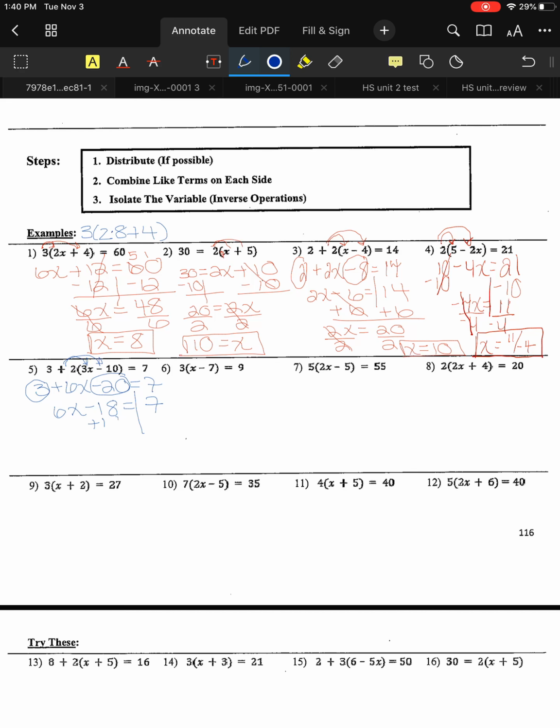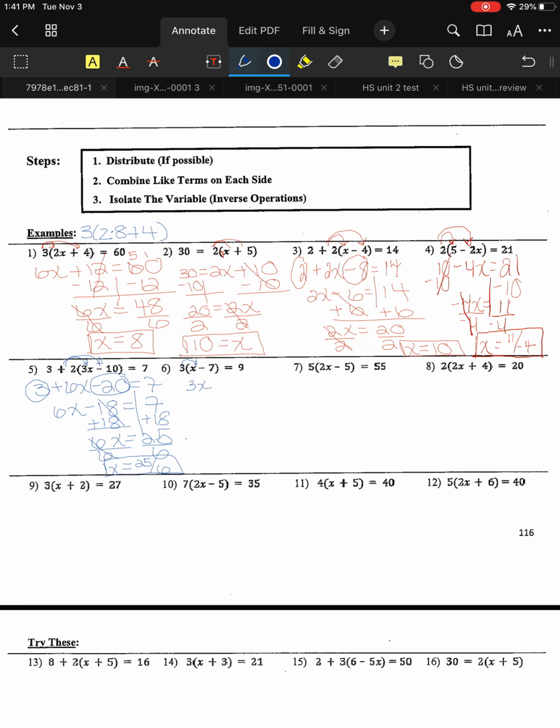The minus 18 and the 7 are on opposite sides, so I have to use opposite operations. So I'm going to add 18 to both sides. I now have 6x equals 18 plus 7. 18, 19, 20, 21, 22, 23, 24, 25. Oh, I get decimals again. I now divide both sides by 6. 6 cannot divide into 25 evenly, so I'm going to leave this as x equals 25 over 6. Again, you can convert it into a decimal in your calculator or change it into a mixed number. That's fine as well. But since it can't be simplified, I'm going to leave it.